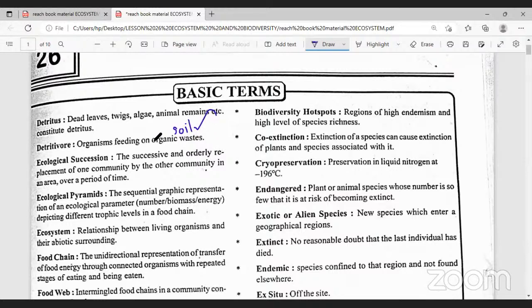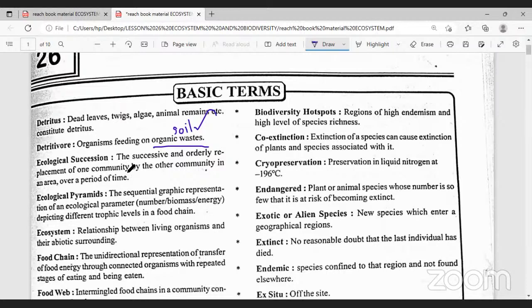Okay. So what are the microorganisms present in the soil? They are feeding on the organic waste, the organic waste after the death of an animal or plant. The simple molecule formation takes place by the action of the microorganisms. So that is called what? Organic waste. Okay, so this is the second.